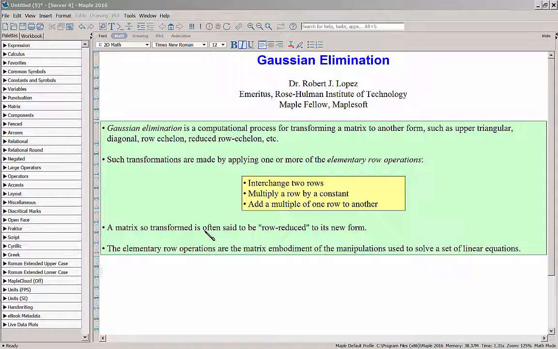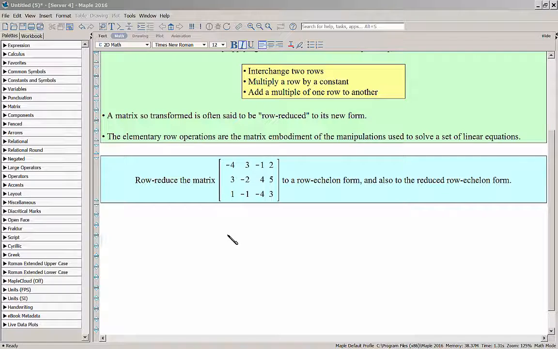A matrix that's been transformed this way is said to be row reduced to its new form. And the elementary row operations here are the matrix equivalent of manipulations used to solve a set of linear equations. As an example, let's row reduce this matrix to row echelon form, and then later we will reduce it to the reduced row echelon form.